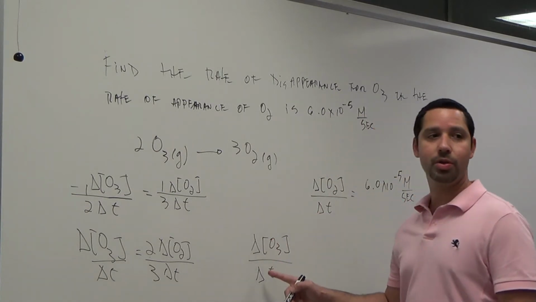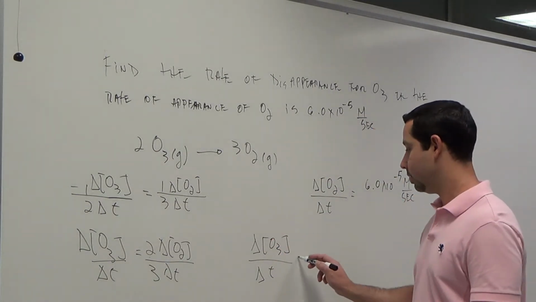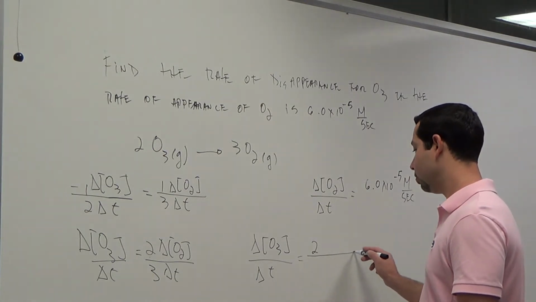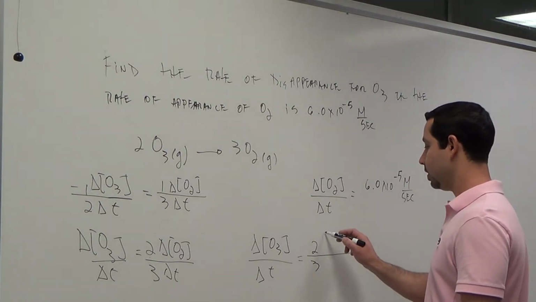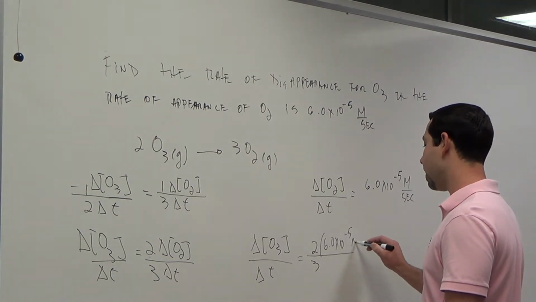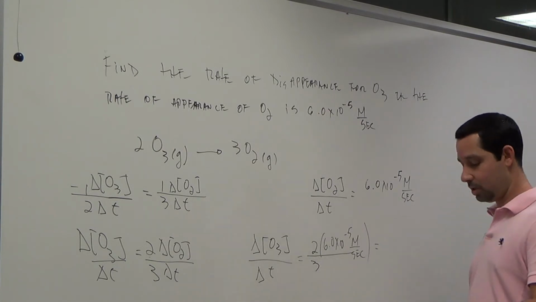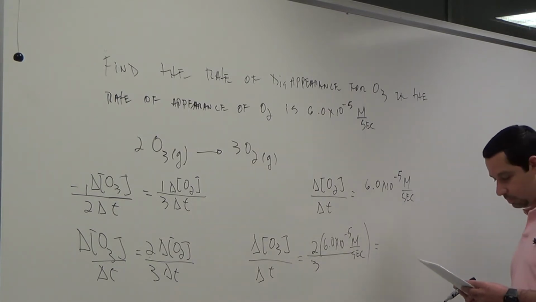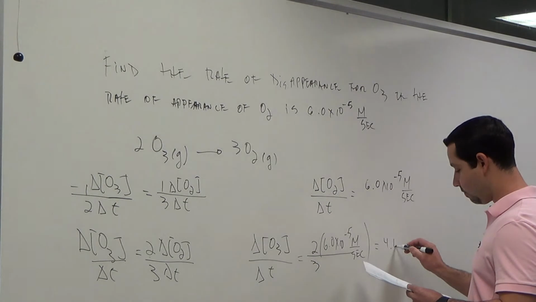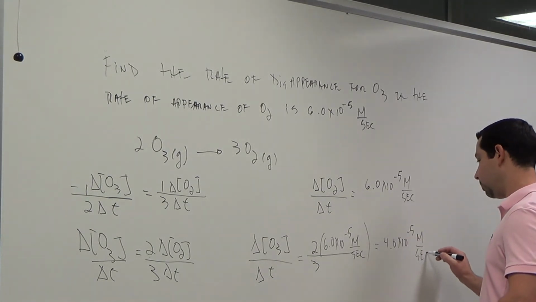And what am I going to call this? I am calling this the rate of disappearance, yes? It is equal to 2 divided by 3 times 6.0 times 10 to the minus 5 molarity per second. What does that give you? This gives you 4.0 times 10 to the minus 5 molarity per second.